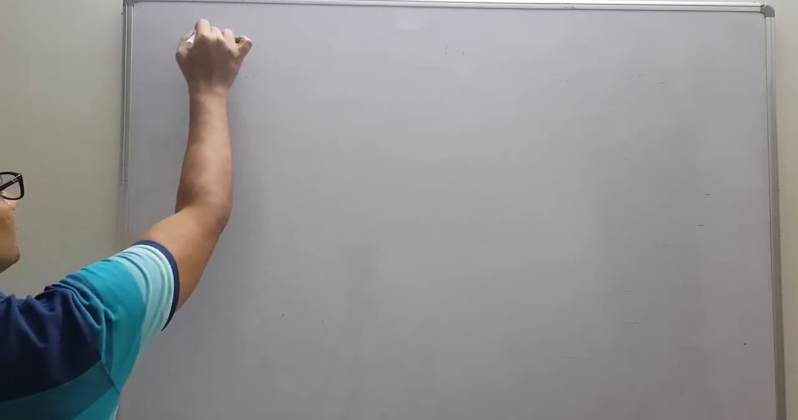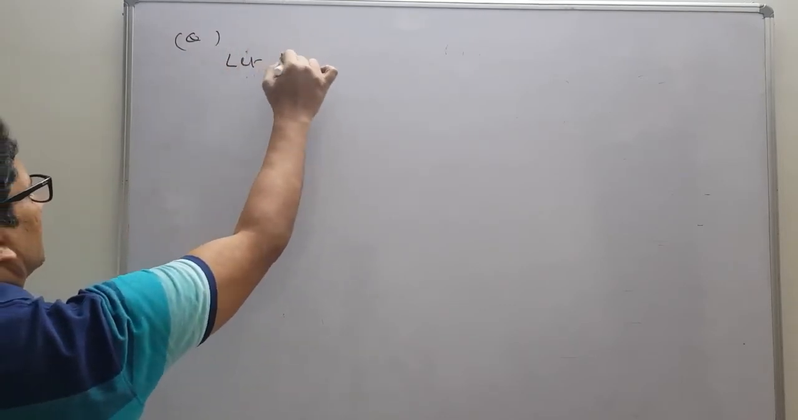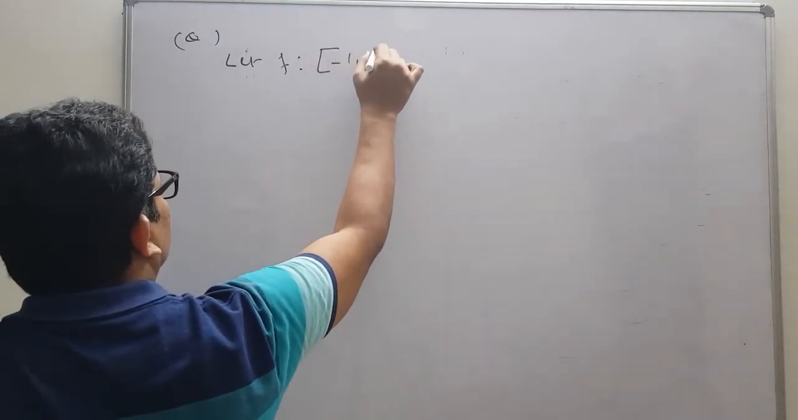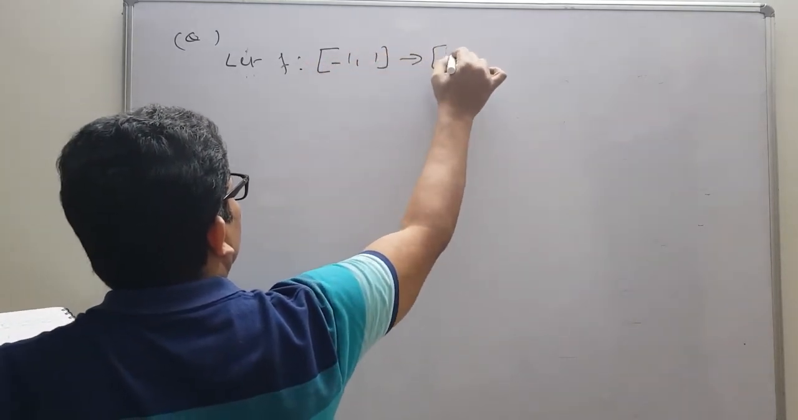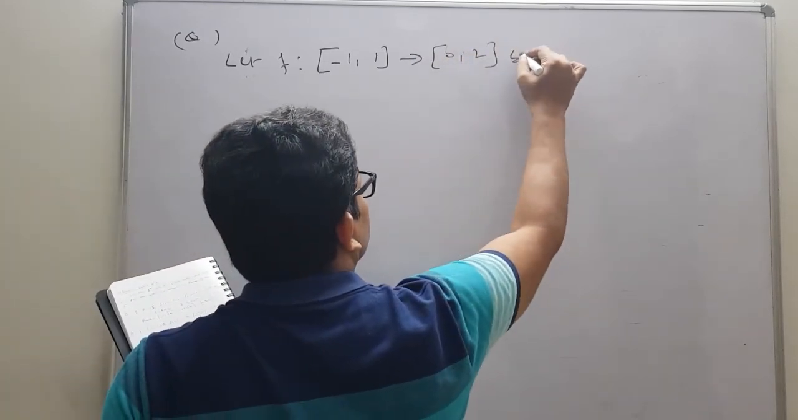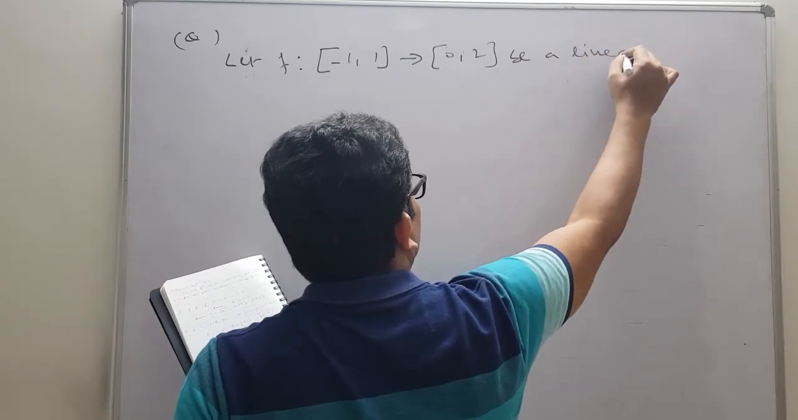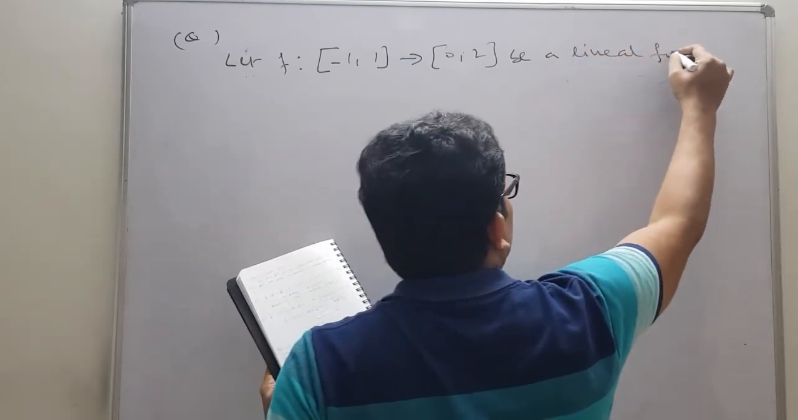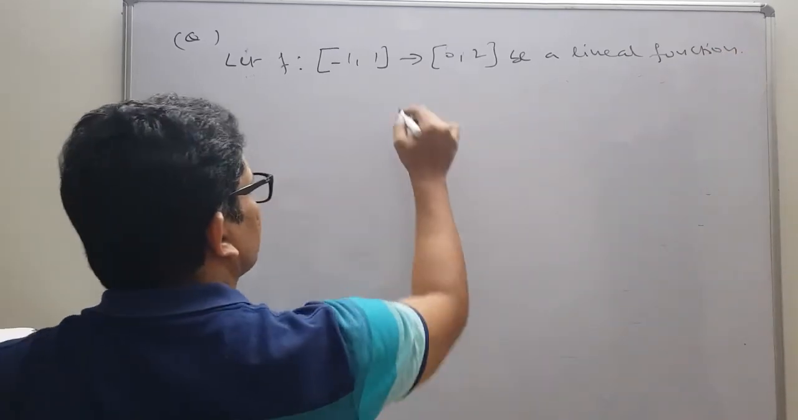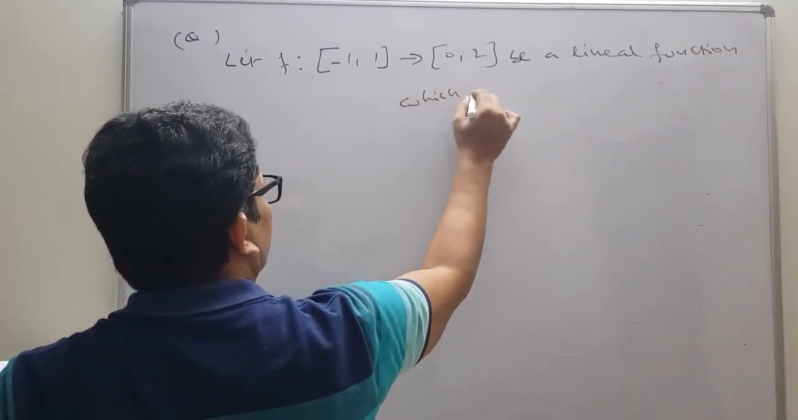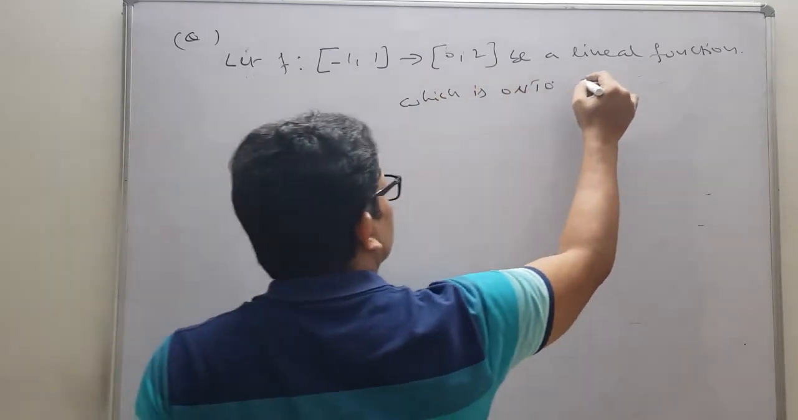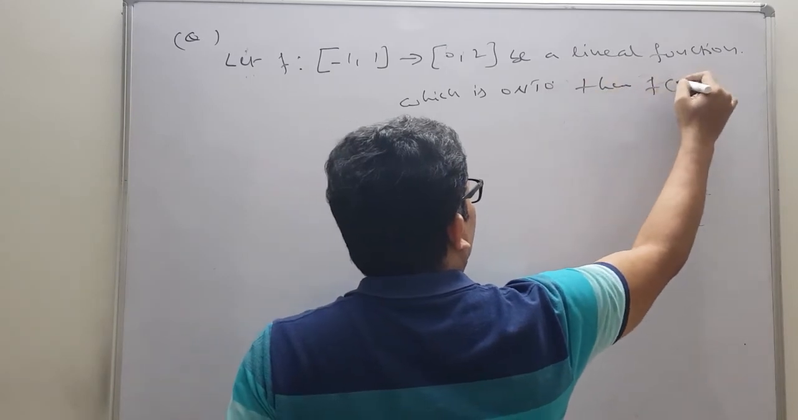See, let f be defined from minus 1 comma 1 to 0 comma 2, be a linear function. They are telling that it is a linear function which is onto, then f of x is what?